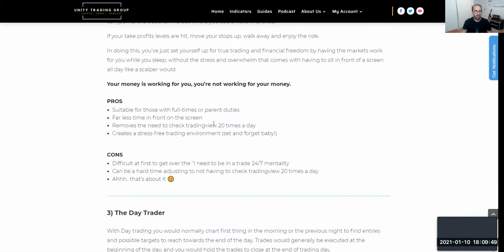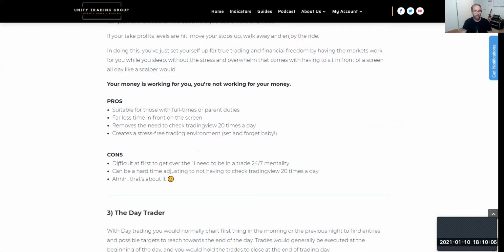It removes the need to check TradingView 20 times a day. That's certainly very true. When you're in a daily position or a scalping position, how many times are you checking TradingView? What a mind F that becomes. It creates a stress-free trading environment. Set and forget, baby. That is awesome.